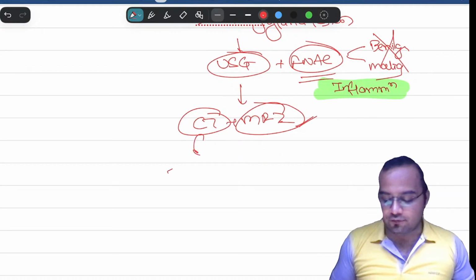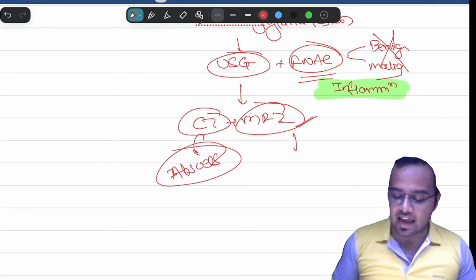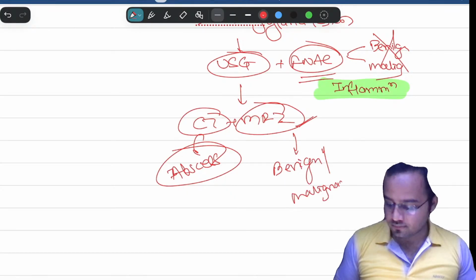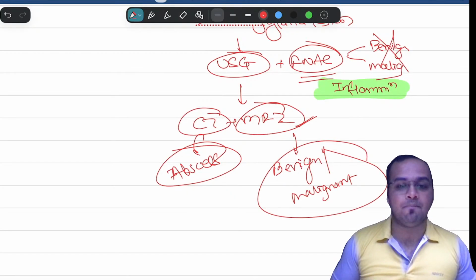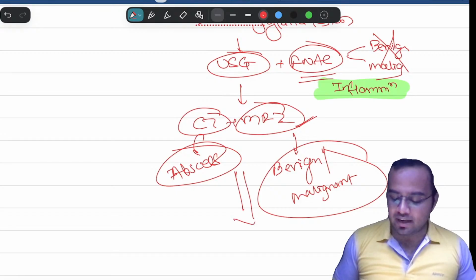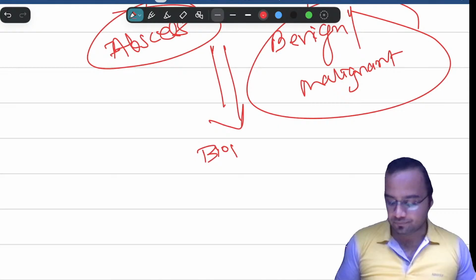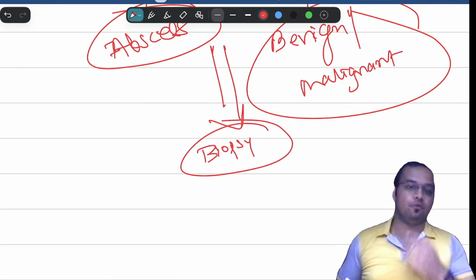CT is going to differentiate it from an abscess, and MRI के बेसिस पे तुम्हें पता चलेगा whether it is benign or malignant. So ये दो investigations are very much important. And उसके बाद अगर फिर भी तुम्हें डाउट है कि पेशेंट को कंजर्व करना है या रेडिकल सर्जरी करना है, तो you can go for a biopsy. Always you can go for a biopsy.